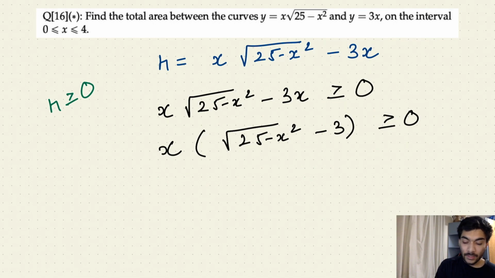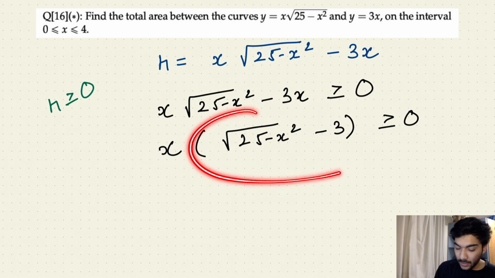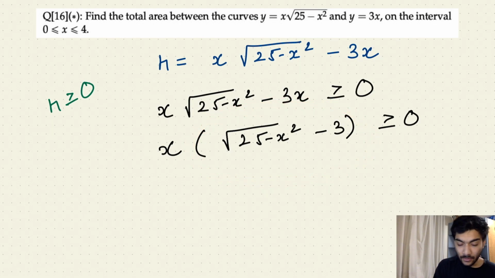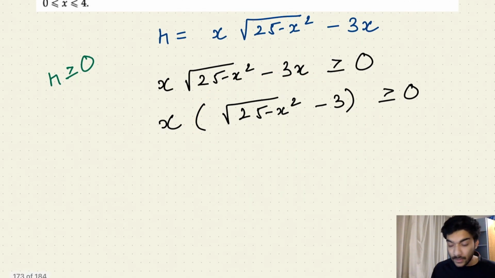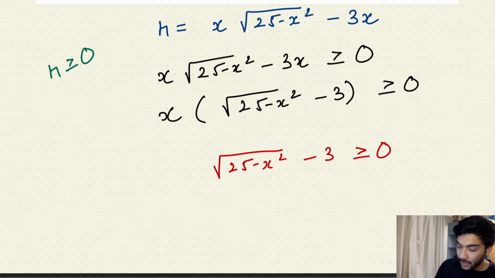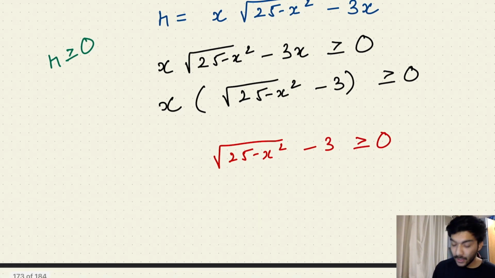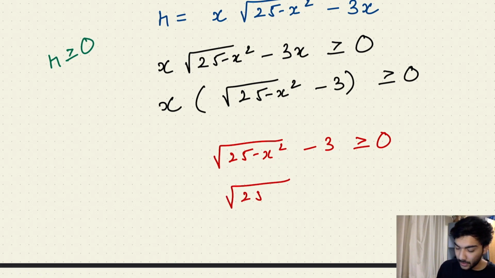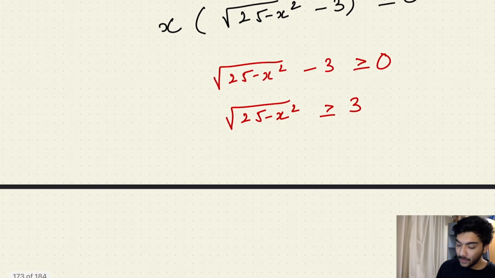So now, since we know that this expression is greater than 0, let's make this expression greater than 0 and solve for the x values in this case. Based on this, our square root of 25 minus x square minus 3 should be greater than or equal to 0 as well, right? So I can shift the 3 to the other side. It would become root 25 minus x square greater than or equal to 3.